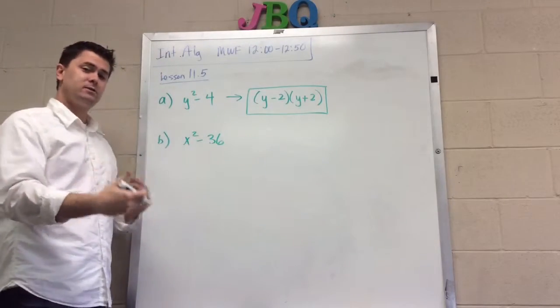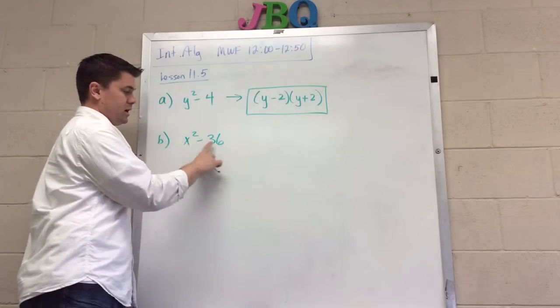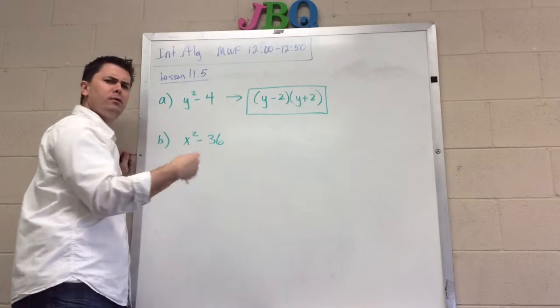Example B. X squared minus 36. Is this the difference of two squares? Difference, square, perfect square. Remember your perfect squares?